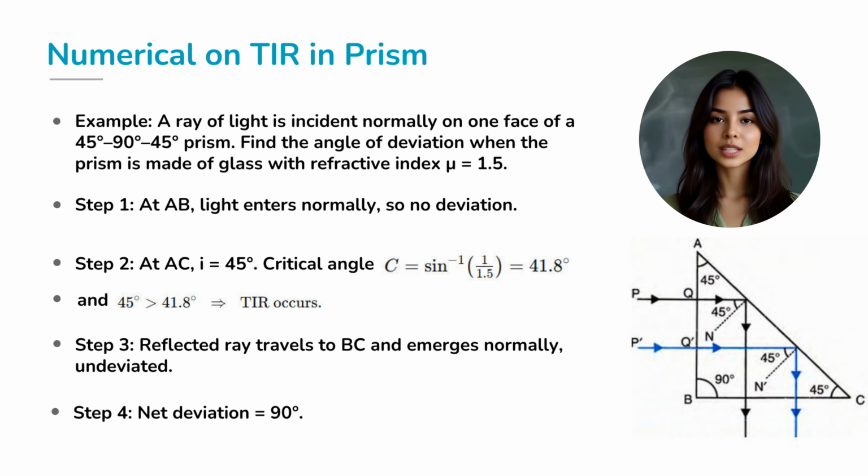Step 3. The critical angle is sine inverse of 1 divided by 1.5. That equals 41.8 degrees. Since 45 is greater than 41.8, TIR occurs. Step 4. The ray reflects, travels to face BC and emerges normally. So the total deviation is 90 degrees. Final answer: the prism deviates the ray by exactly 90 degrees. Check the diagram, it matches perfectly with our calculation.